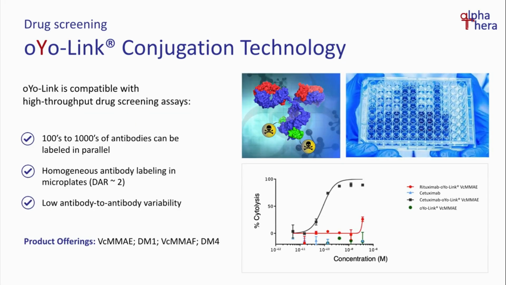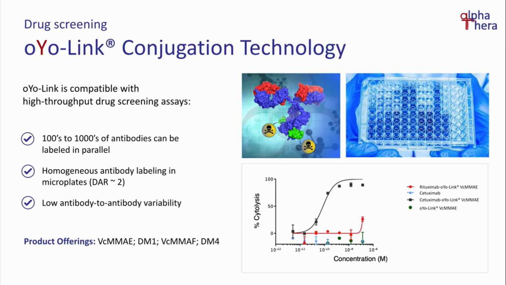Next, we have our oYo-Link drug products. They are particularly well suited for high throughput antibody drug conjugate screening assays. We currently offer 4 drug options: VC-MMAE, DM1, VC-MMAF, and DM4. oYo-Link drugs offer several important advantages over more conventional labeling methods.